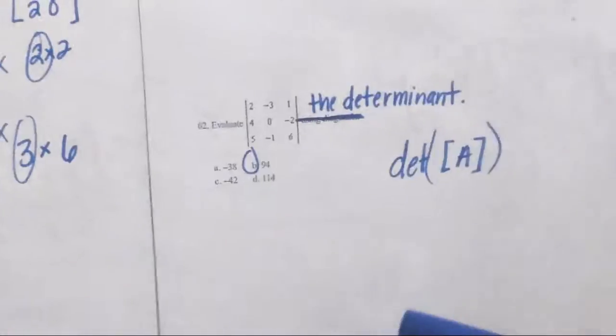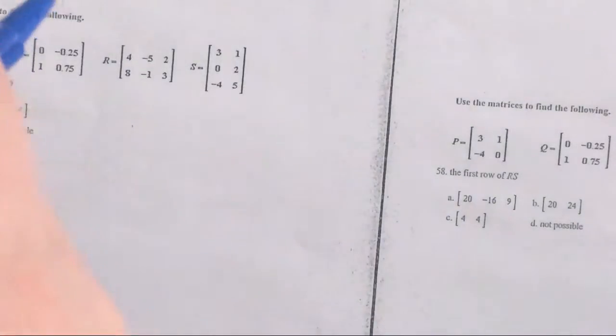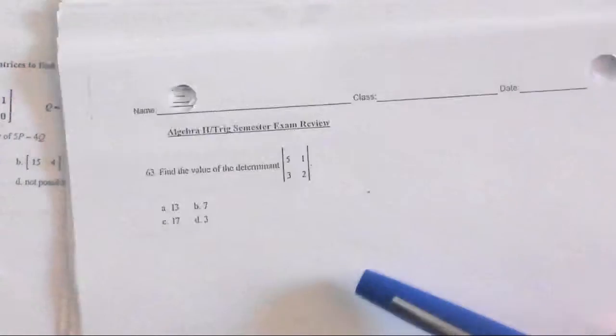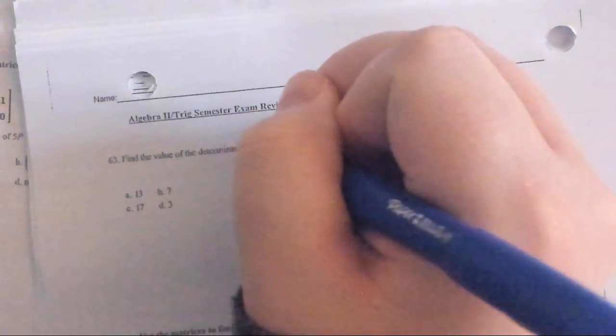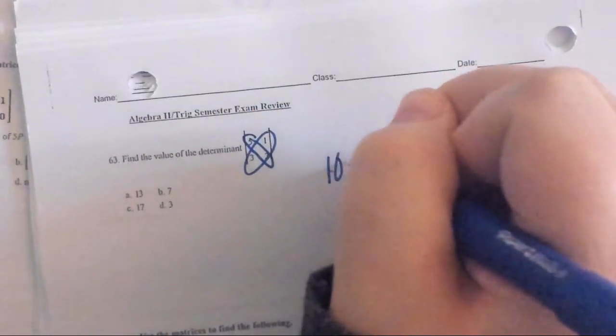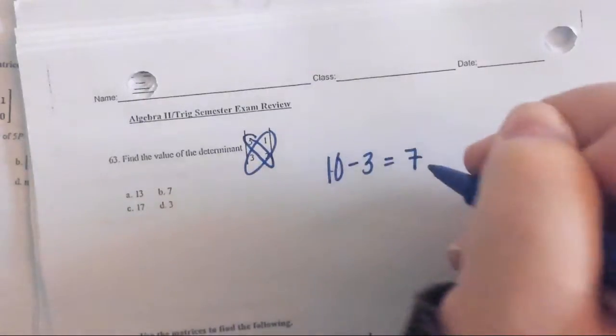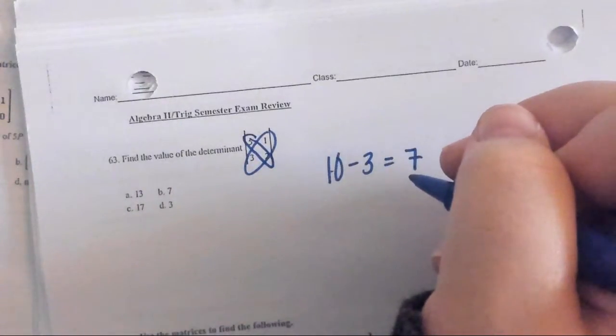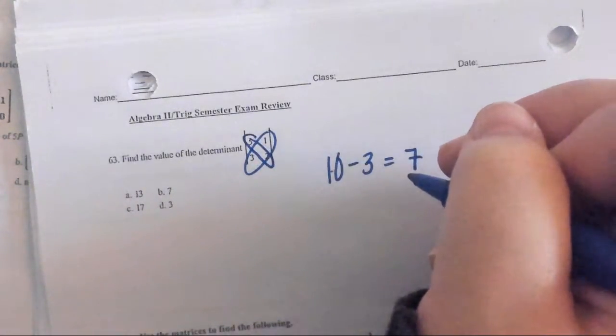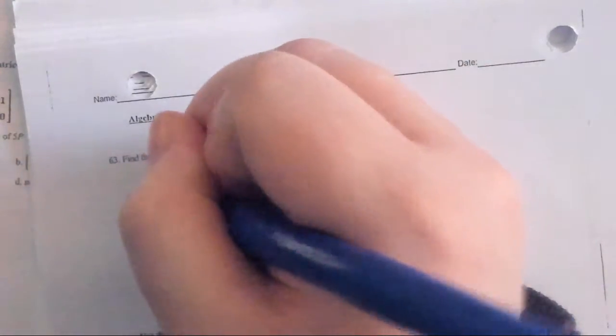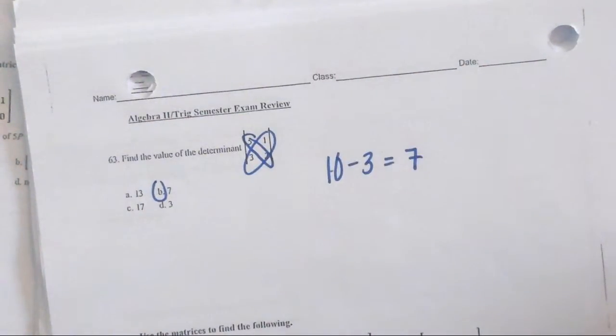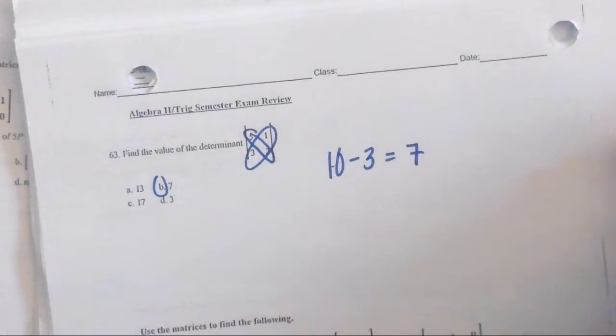Okay, let's go on to 63. This determinant we could put in our calculator, but honestly, when it's a 2 by 2, I think it's faster to just do by hand. So 10 minus 3, and I know the answer is 7. So the answer on 63 is B. But if you wanted to put it in your calculator and press DET and all that jazz, it's still going to give you the same thing.